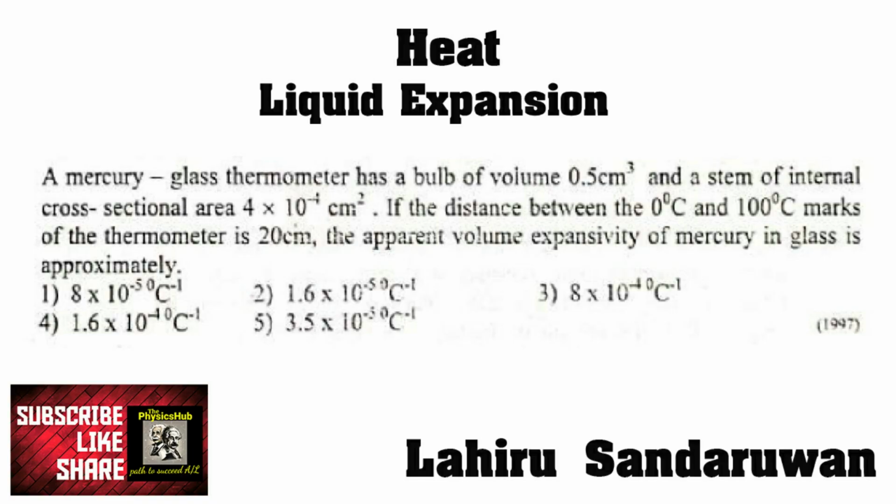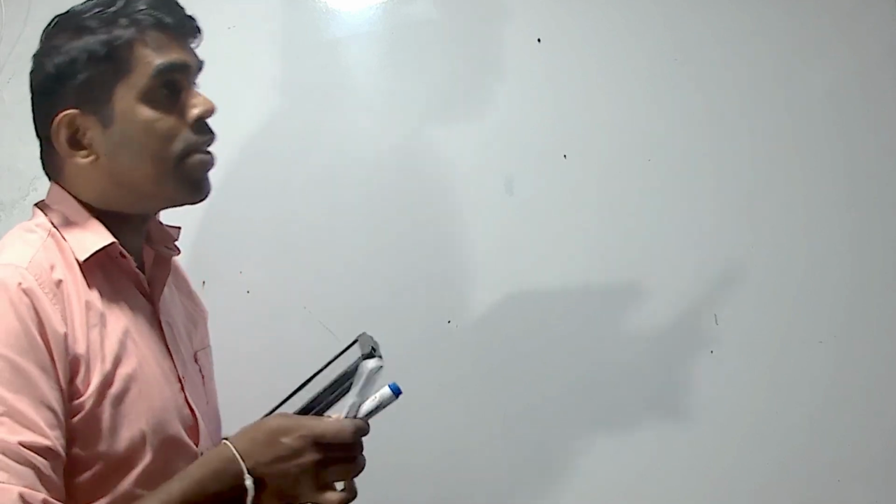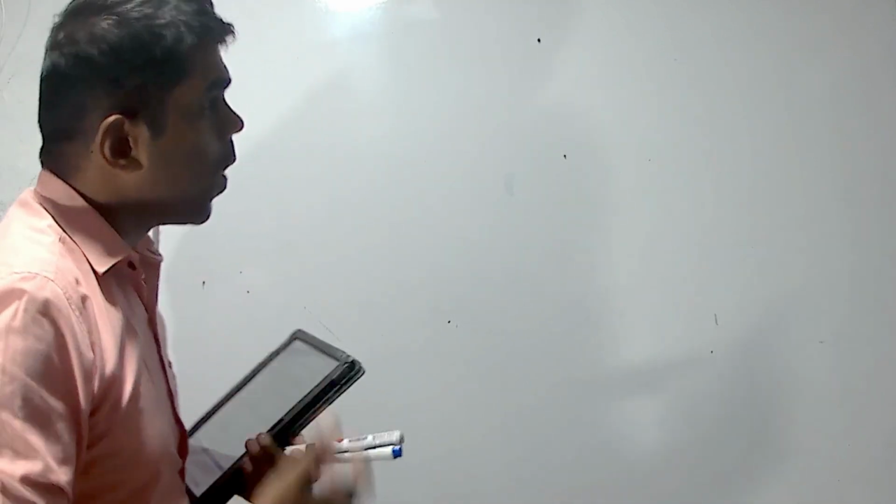A mercury glass thermometer has a bulb of volume 0.5 cubic centimeters and a stem of internal cross-sectional area 4 into 10 to the power minus 4 square centimeters. If the distance between the 0 and 100 marks of the thermometer is 20 centimeters, the apparent volume expansivity of mercury in glass is approximately. When getting apparent volume expansivity, we can consider that the glass thermometer is not expanding. We have to consider only the expansion of mercury.